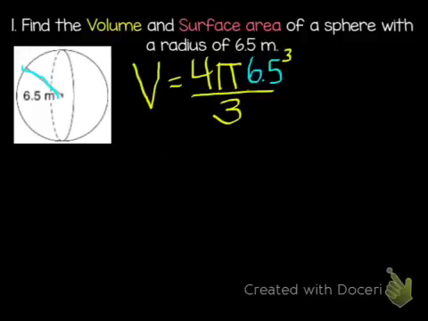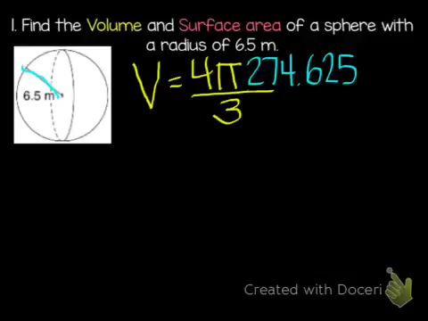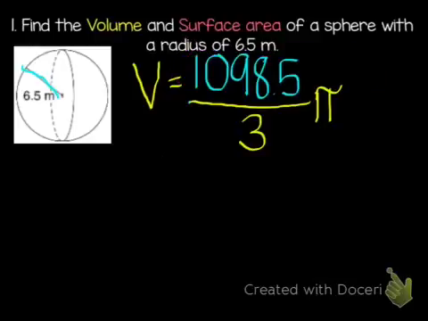So I'm going to do 6.5 to the third power, which means 6.5 times 6.5 times 6.5, which gives me a total of 274.625. So now on the top I've got a number 4 times pi times another number 274.625. I'm going to multiply the two of those together and start to simplify this down, which is 1098.5. And then I've kind of switched it up.